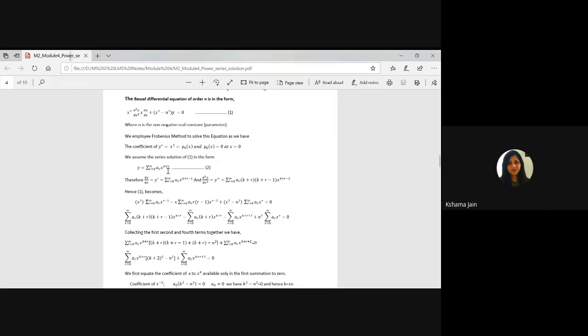We take x raised to power k plus r in place of x raised to power r. The reason is that at x equals 0, this term will be 0. Here I think it is written that even the coefficient of y double dash, x square, is 0 at x equals 0. Here also they have written. So that's why we assume the solution as AR x raised to power k plus r, because in the first term we always put r equals 0, and if r is 0 and this is also 0, the whole term will be 0. So we assume x raised to power k plus r.